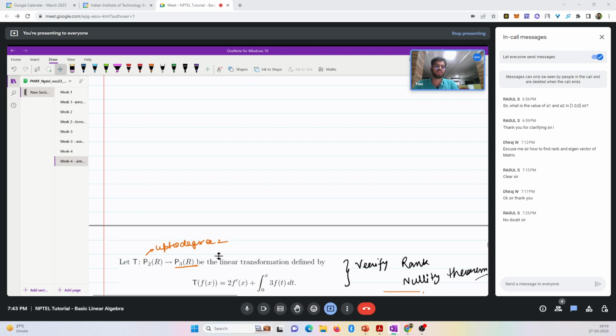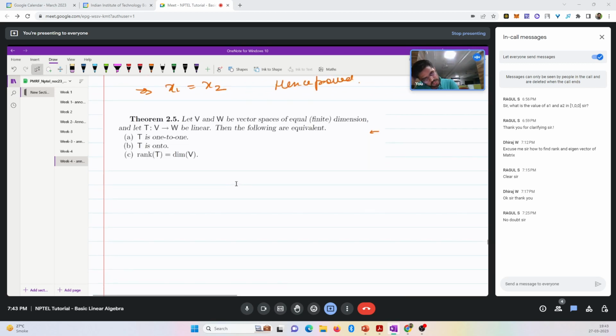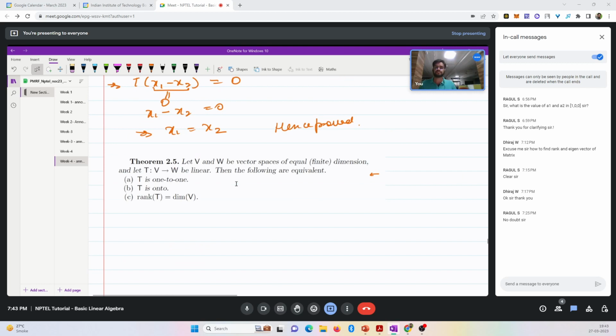So this is another important theorem. What it is saying is, let's say you have a transformation from V to W, and V and W have the same dimension. For example, you have a map from R2 to R2, or a map from R3 to P2(R) for that matter. If both spaces have the same dimension, then these three things are equivalent. This is what we have to show.